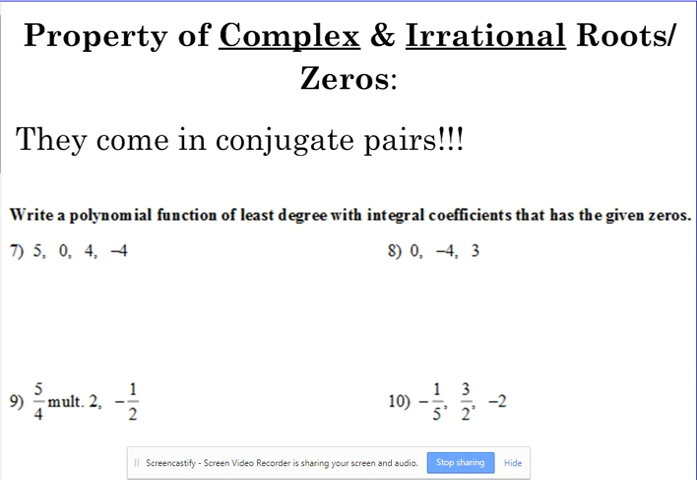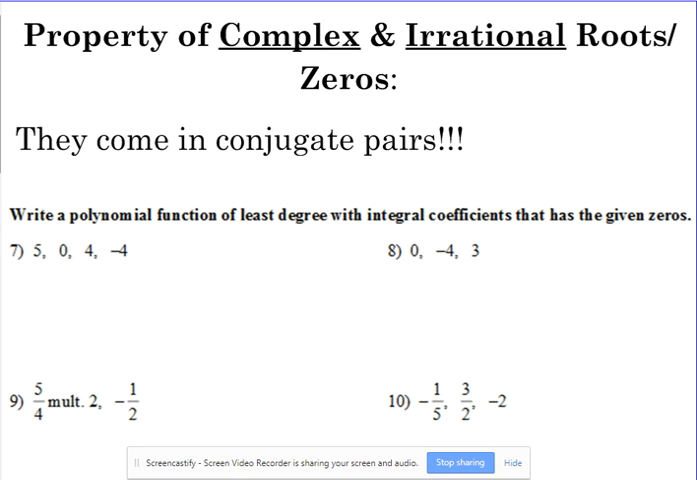So let's look at how we're going to do this. The instructions say write a polynomial function of least degree. For example, with number 7, they give us 4 zeros. So that means that the least degree will be x to the 4th, because there are 4 answers, it should be degree 4. With integral coefficients, that means that our coefficients should be whole numbers, not fractions, not decimals, not square roots. Integral coefficients that has the given zeros.